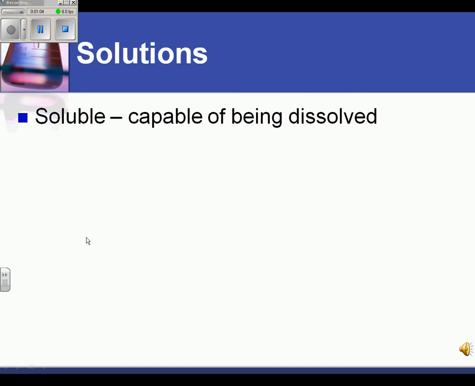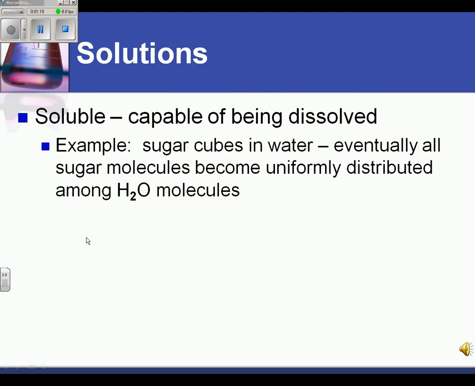Okay, so we have a lot of vocabulary in this particular section, and unfortunately they all sound a lot alike. You're going to have soluble, solution, solute, solvent, so make sure that you're studying. Now, soluble means capable of being dissolved. An example would be something like sugar cubes in water. Eventually, all the sugar molecules become uniformly distributed among the water molecules.